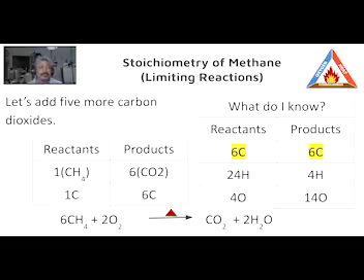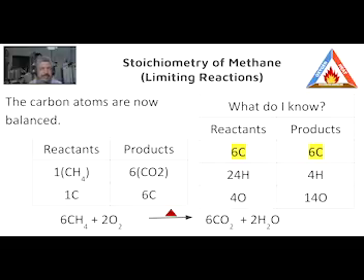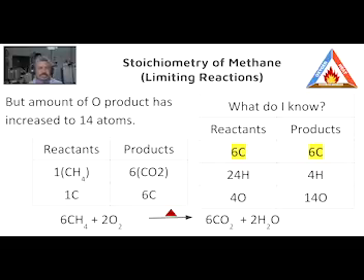If you had 5 more carbon dioxides, in other words, say we have 6 moles of carbon dioxide on the products, then we have 6 carbons in the reactants and 6 carbons in the products. The carbon atoms are now balanced. But notice in doing so, we have changed the amount of oxygen atoms within this. We've gone from 4 oxygen atoms in the products to 14. Now, are you beginning to understand why I'm leaving oxygen to last?